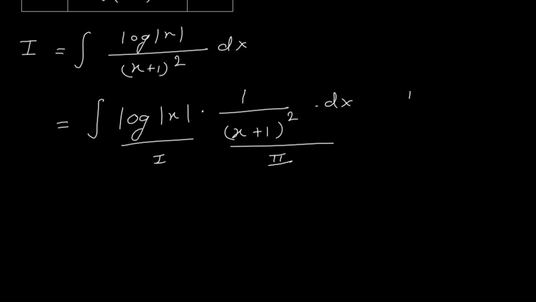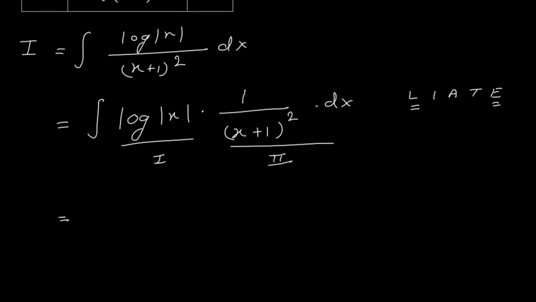LIATE. In this, L stands for logarithm, which we consider as u, and whenever we have exponential, we always consider it at last. This is to make your calculation simple. So you take this log x as u and use integration by parts.